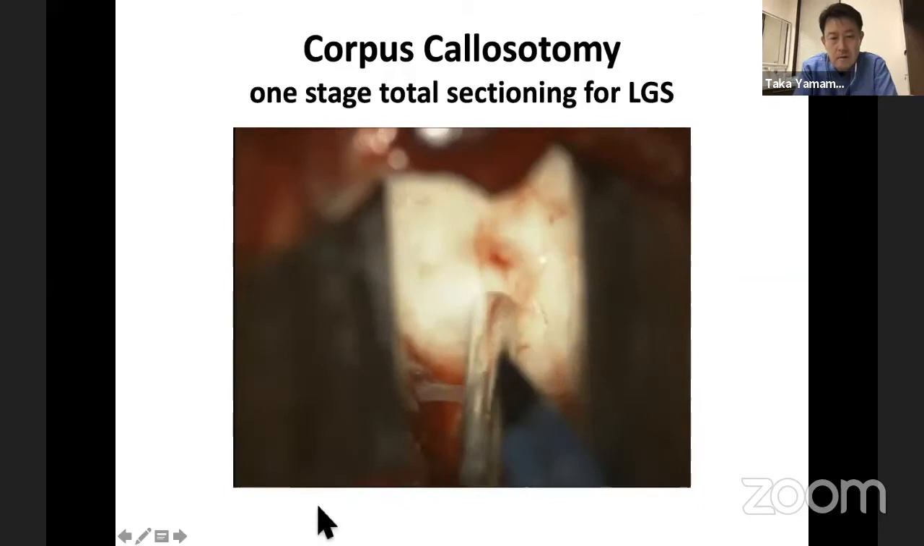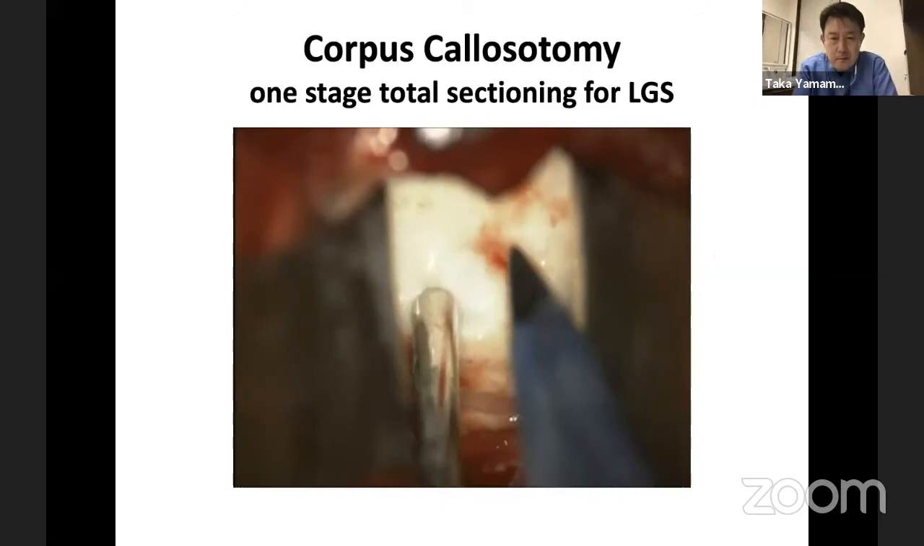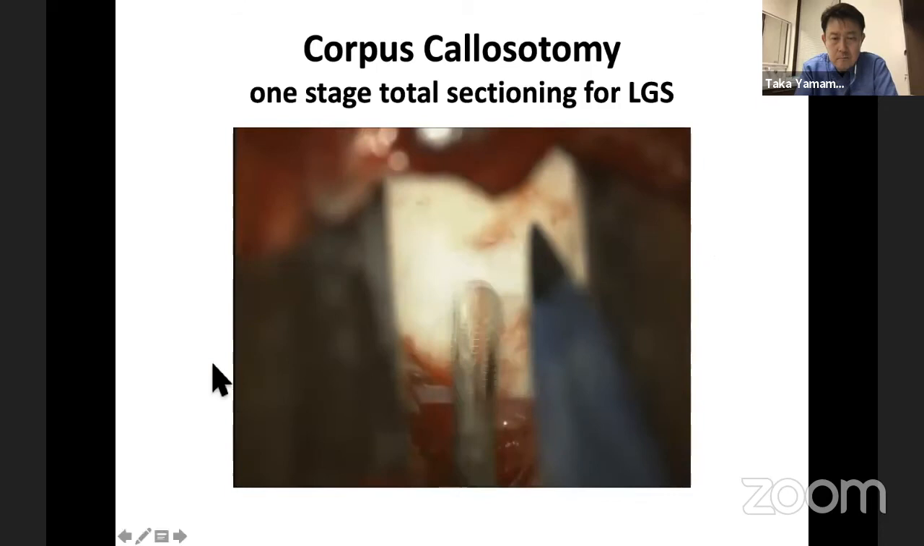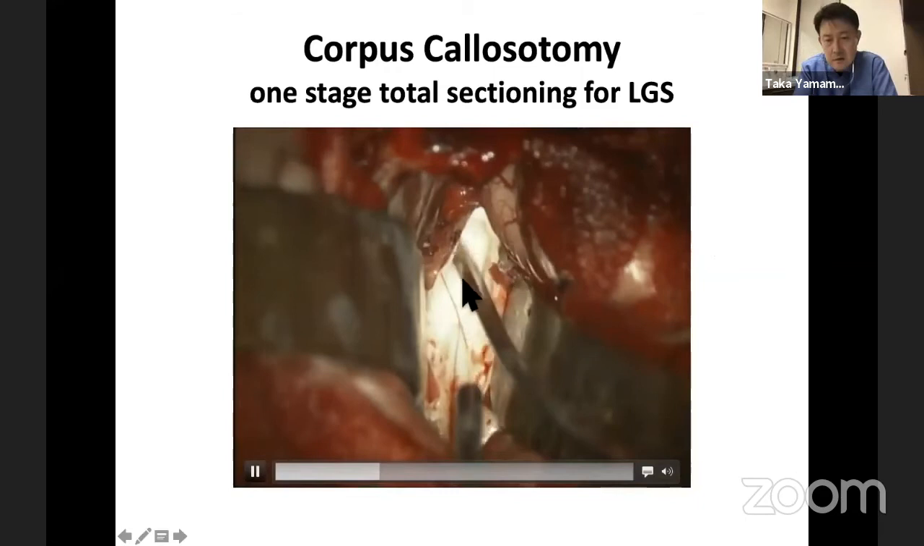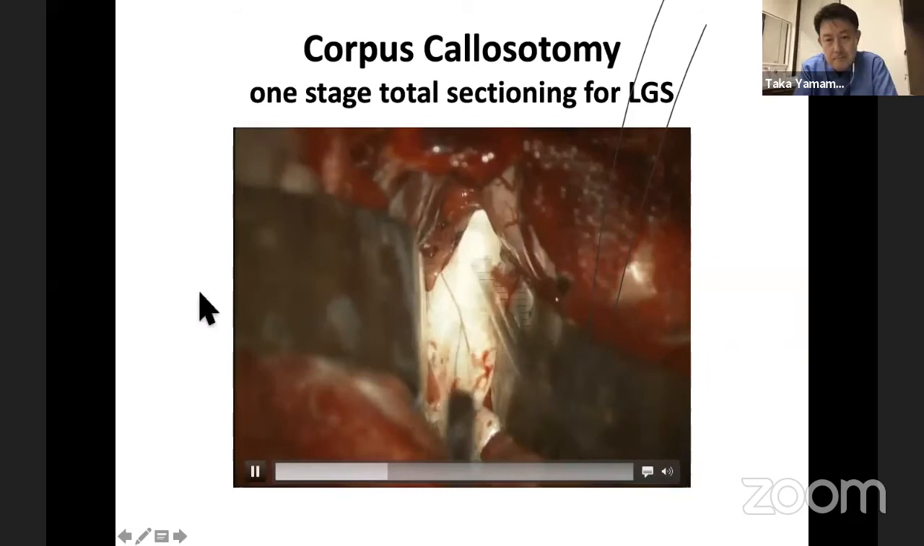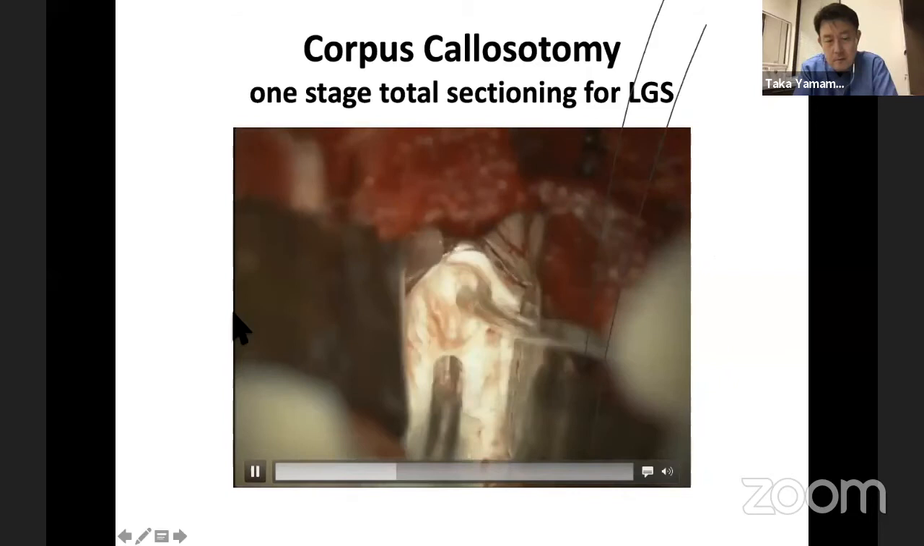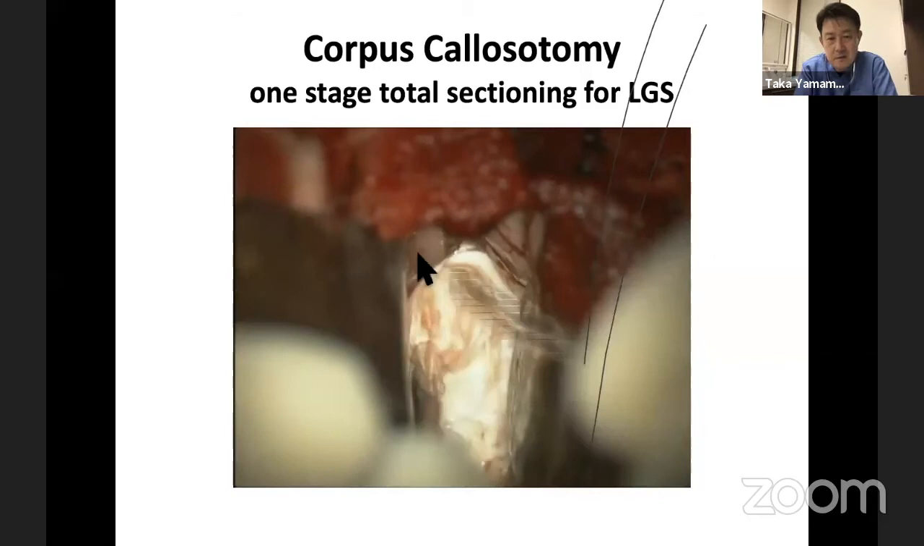We should find the midline septum. So this is the septum, and we can go anteriorly along the septum, and this is almost the rostrum and genu. Yes, this is the rostrum, and we can see the anterior cerebral artery under this.